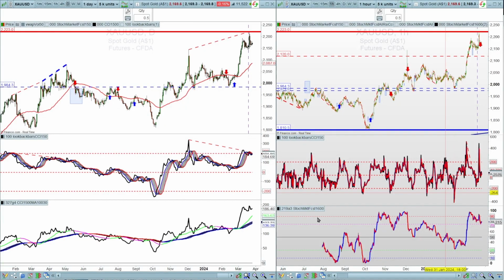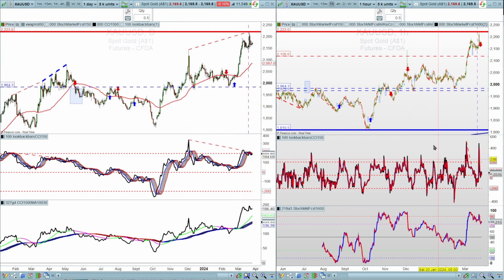So looking at gold first off, we've got the daily chart here and the hourly chart. What we look at here is a few indicators. The CCI 150 is broken up and still in a bullish momentum, although just be careful, we've got this bearish divergence on the CCI 150 versus higher highs on the price after hitting that resistance at 22.23.